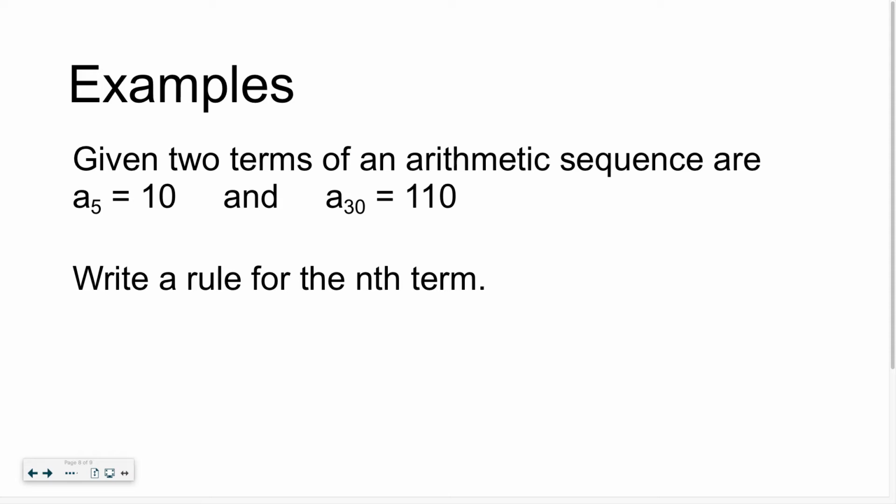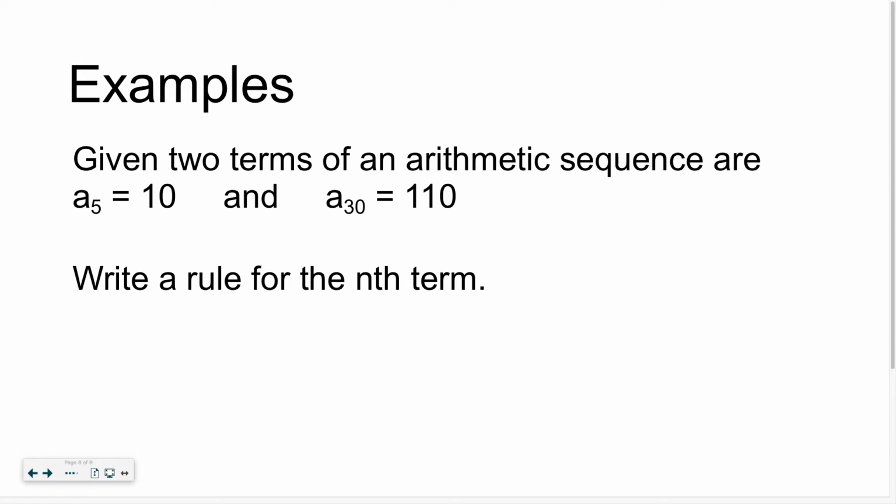What if I don't just give you a list of terms in the sequence? What if I give you just two terms in the sequence and they're not necessarily right next to each other? Okay, so I want you to jot down in your notebooks: a sub 5 equals 10. So that means which term is 10? The 5th term in the sequence is 10. And then I'm telling you a sub 30 equals 110. So the 30th term in the sequence, way far out, is 110.